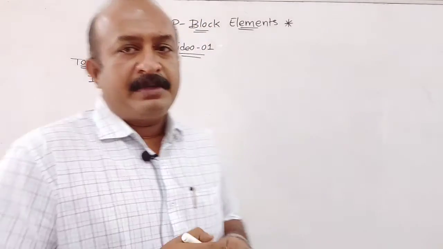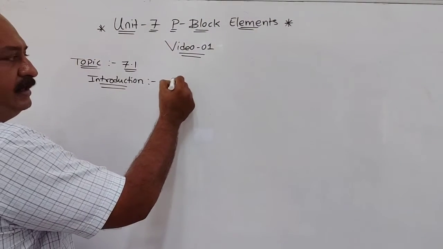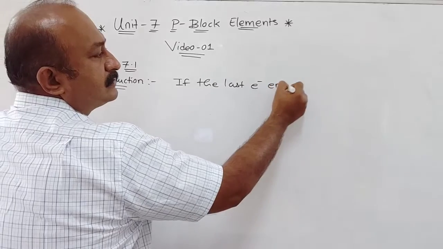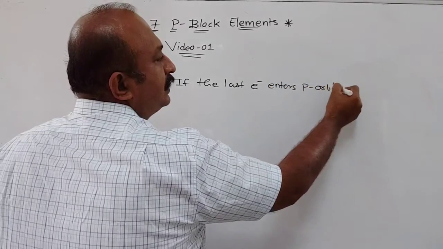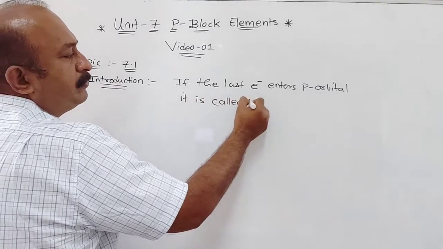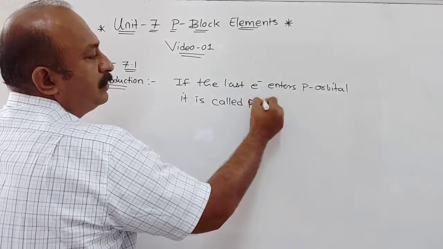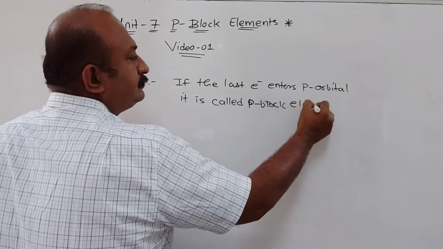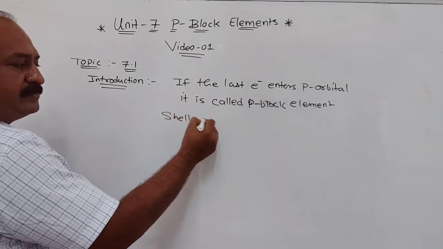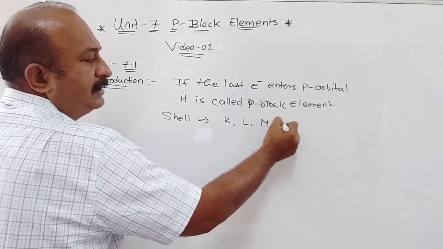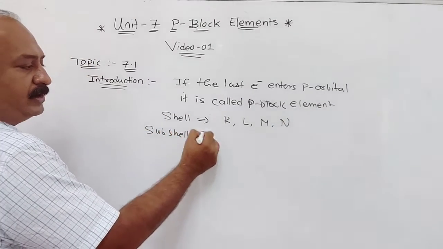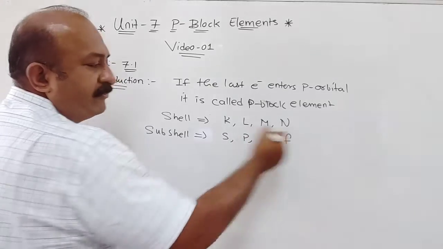Now what are P block elements? It is simple: if the last electron enters the P orbital, it is called a P block element. Understood? Now when we talk about P block, S block and all, you must have studied about shells. We have studied K, L, M, N shells. Now the subshells are what we call S, P, D and F.